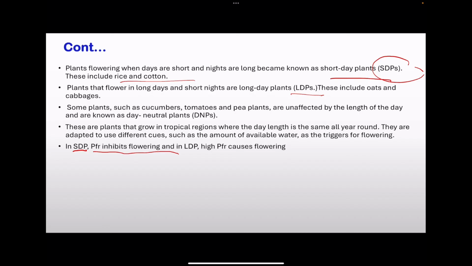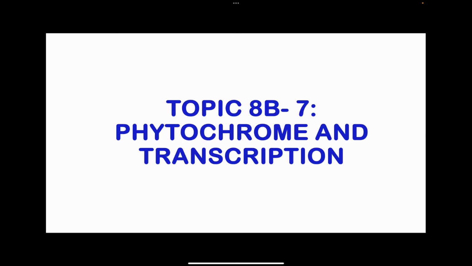So in the exam, expect a lot of case studies. Maybe an experiment was carried out. Some plants were exposed to far red light and others to red light, flowering occurred, and so on. So data could be given to you and you're asked to interpret and be able to answer questions that are connected to that. Next we go to topic 8b7, phytochrome and transcription.